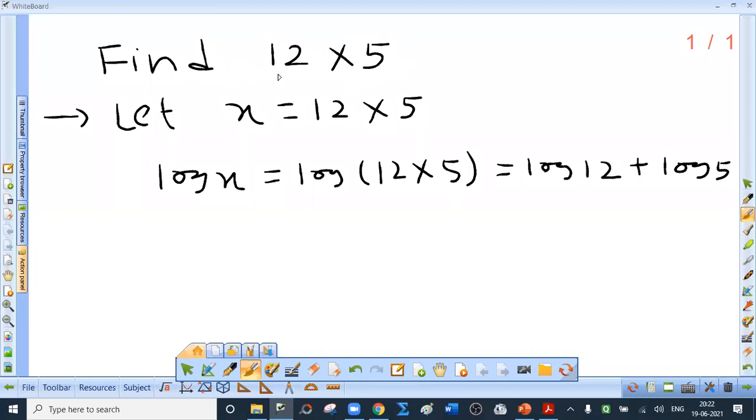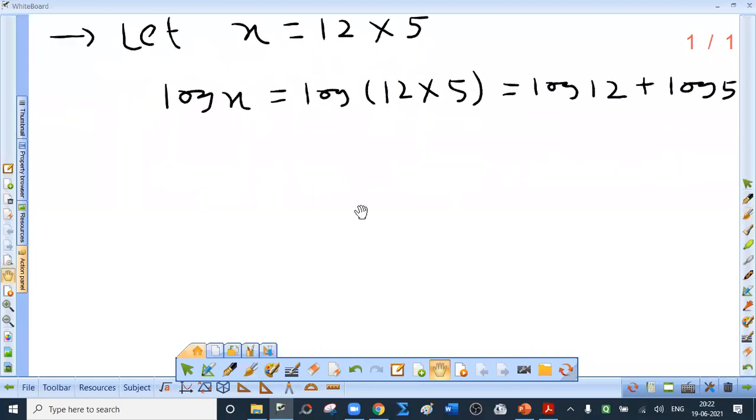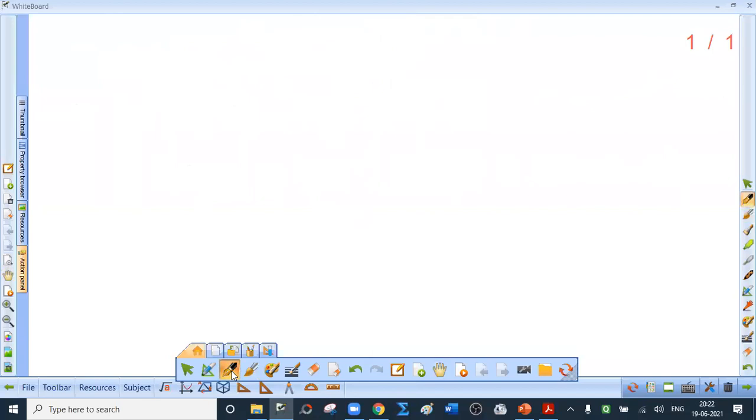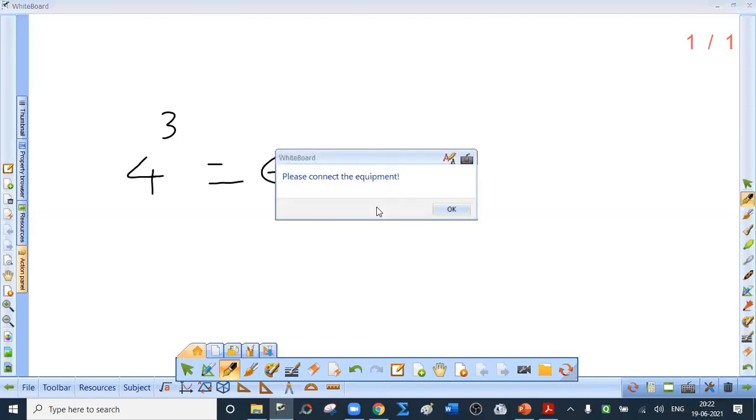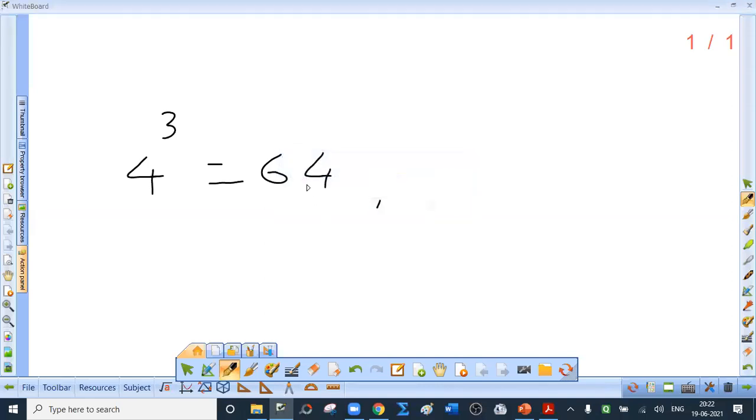Okay, but before that, let me tell you this interesting thing. Can you tell me what is 4 cube? It is 64. If I ask you to find the number whose cube is 64, will you say take the cube of 64? No, 4 is the cube root of 64. This means taking the cube root is the process which is inverse to cubing.